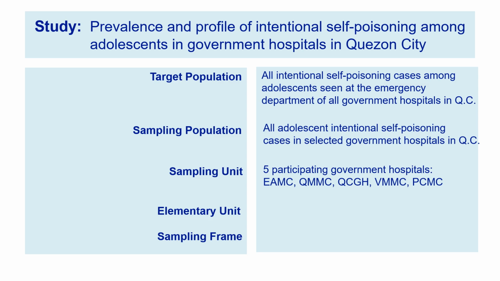The sampling units are the 5 participating government hospitals: East Avenue Medical Center, Quirino Memorial Medical Center, Quezon City General Hospital, Veterans Memorial Medical Center, and Philippine Children's Medical Center. The elementary unit is the adolescent, and the sampling frame is the list of government hospitals in Quezon City.